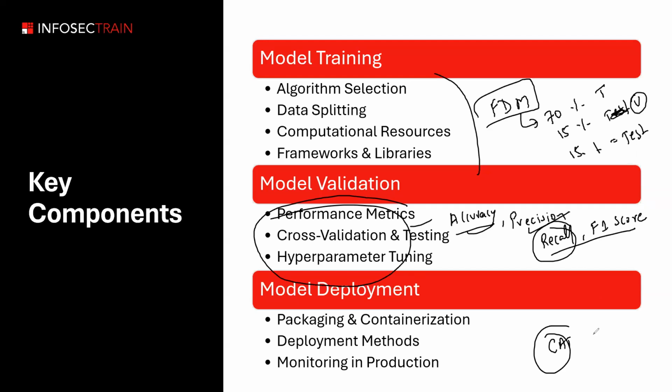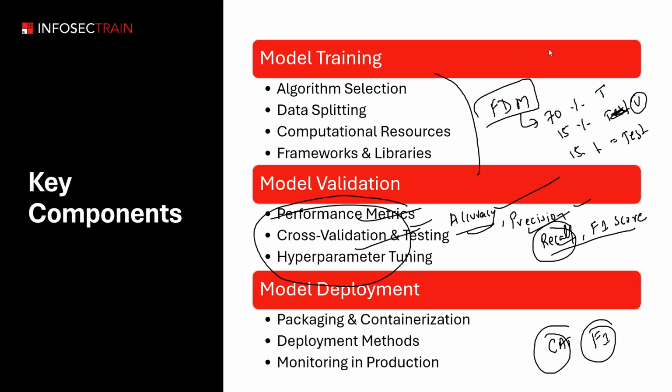Now the last part is called F1. F1 score is basically the combination of precision and recall. Based on that, we give the grade. So that is called the F1 score. So when you're talking about performance metrics, these are the performance metrics we have.